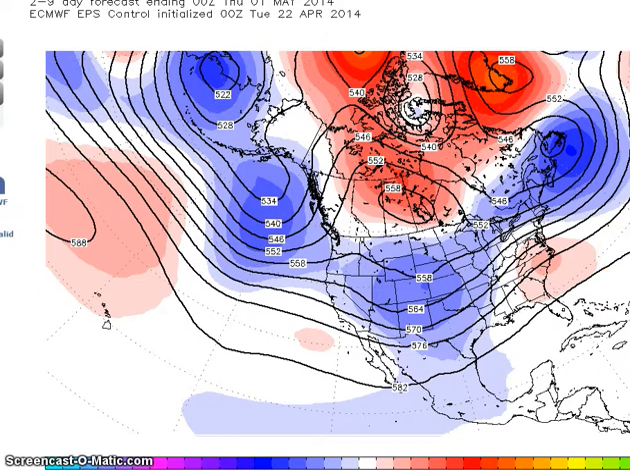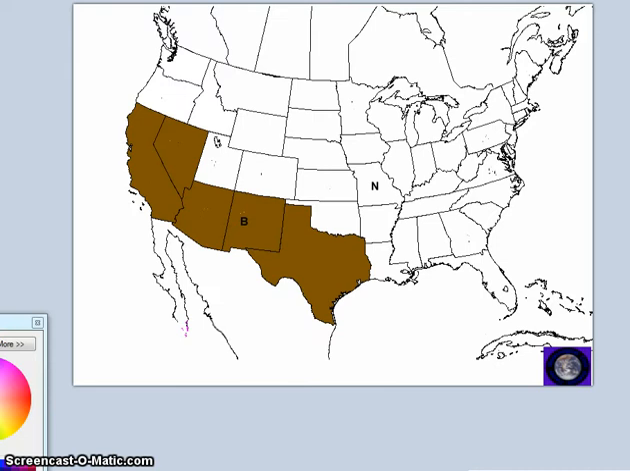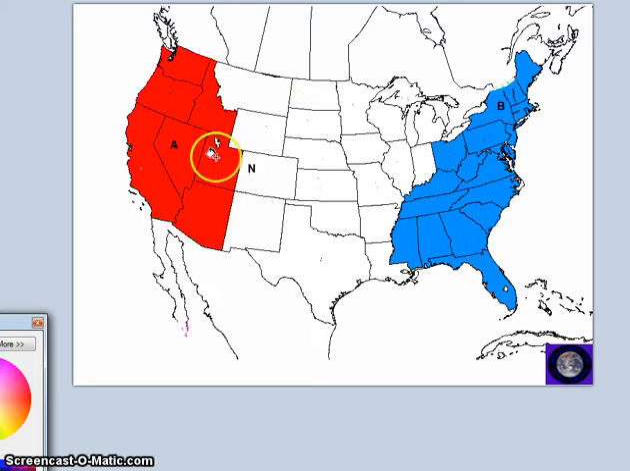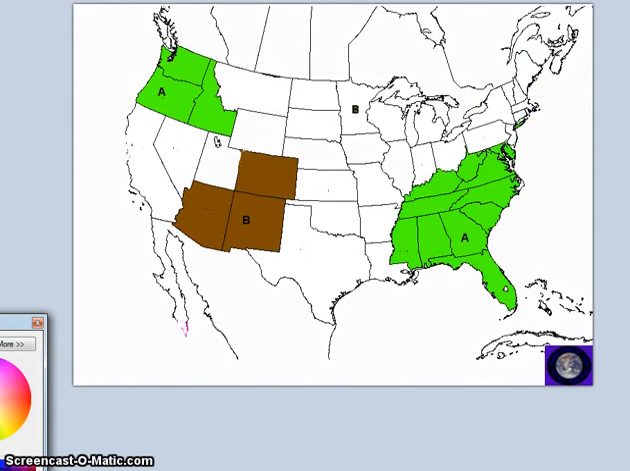So during this forecast period, I am forecasting, as I side with the GFS, above normal temperatures here, below normal temperatures here. For precipitation, I'm forecasting above normal precipitation for the northwest, for this region here, and below normal precipitation for the south. Now we're going to look at the period for May 3rd to the 8th.